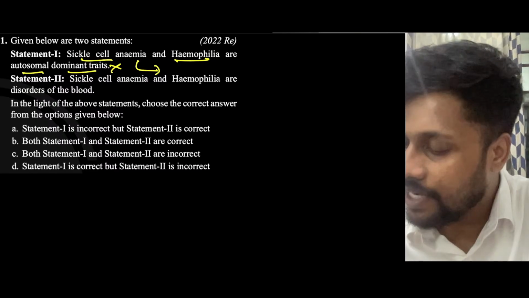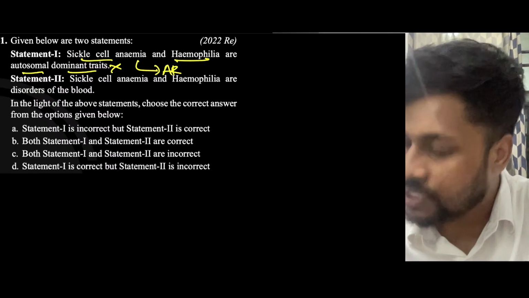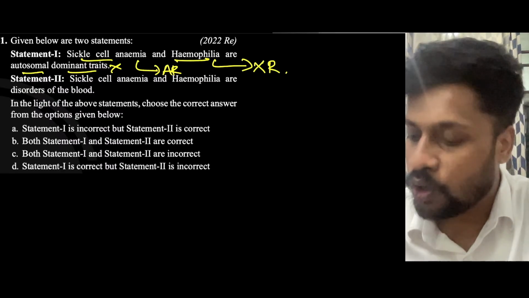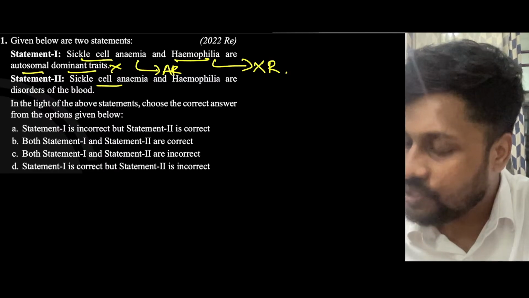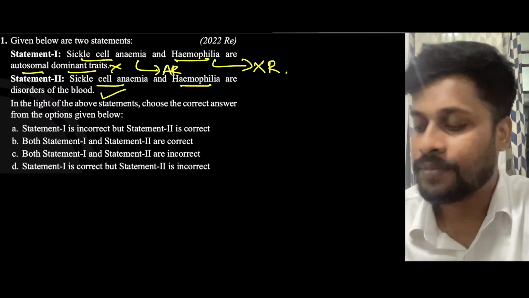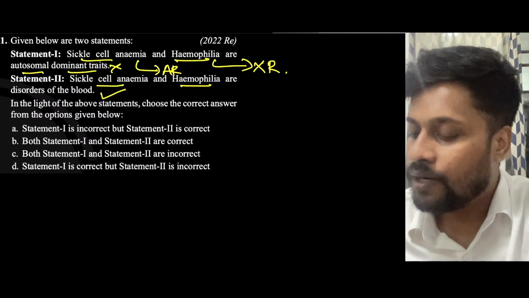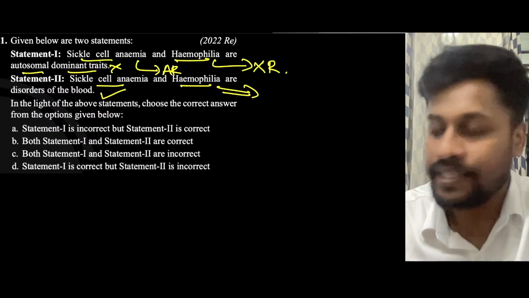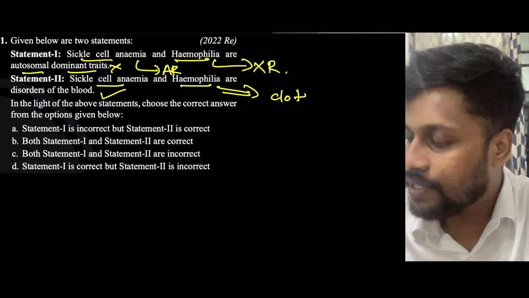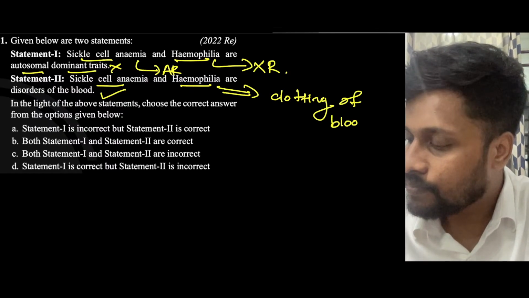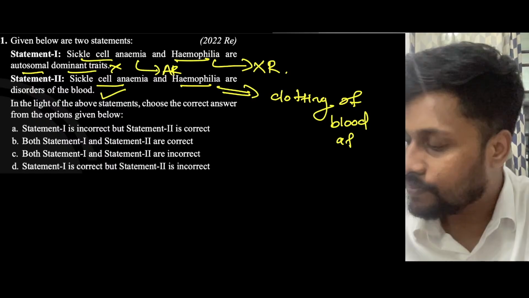Because sickle cell anemia is an autosomal recessive disorder. Hemophilia is an X-linked recessive disorder. Hence, statement 1 is wrong. Statement 2: both sickle cell anemia and hemophilia are disorders of blood, which is correct. Right? What is the difference? Hemophilia means clotting of blood is affected.